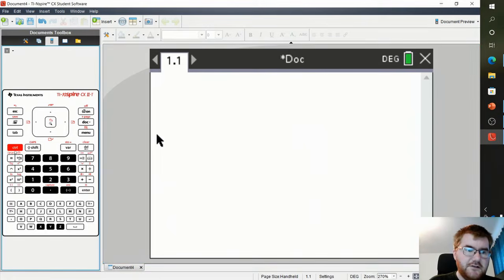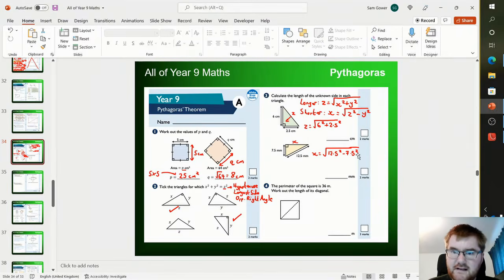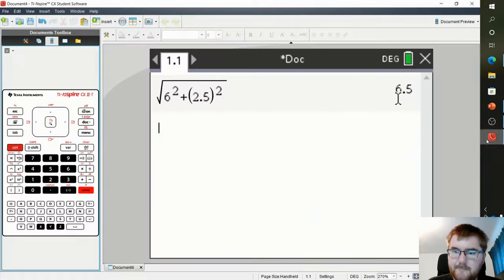Right, so we're going to use the square root button. So there we are. There's our big square root button. So 6 squared plus 2.5 squared, giving us 6.5. That's a very nice number. If you look at the second question, this is 12.5 squared minus 7.5 squared. So let's pop that in.